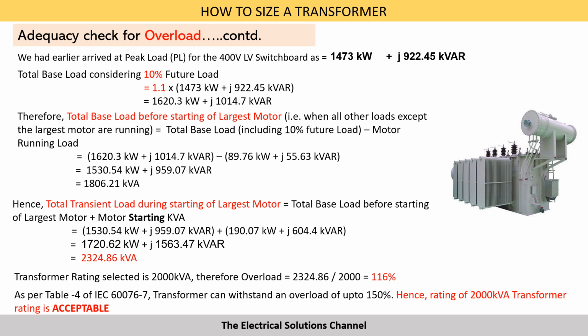2325 kVA. Therefore, the transformer rating, which was selected as 2000 kVA, the overload for that is 2324.86 divided by 2000, which is 116%. As per table 4 of IEC 76-7, transformer can withstand an overload of up to 150%. Hence, the rating of 2000 kVA transformer is acceptable.